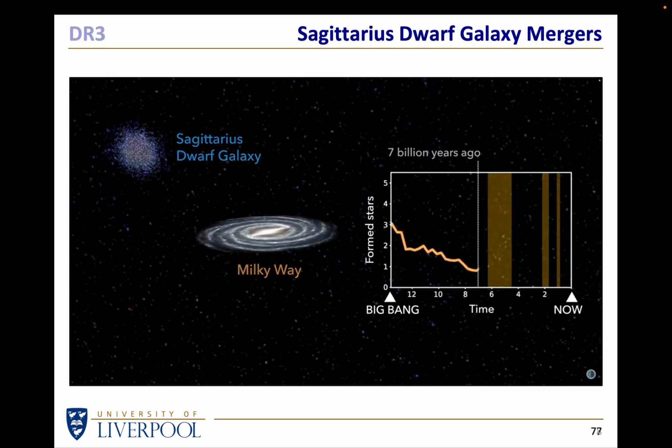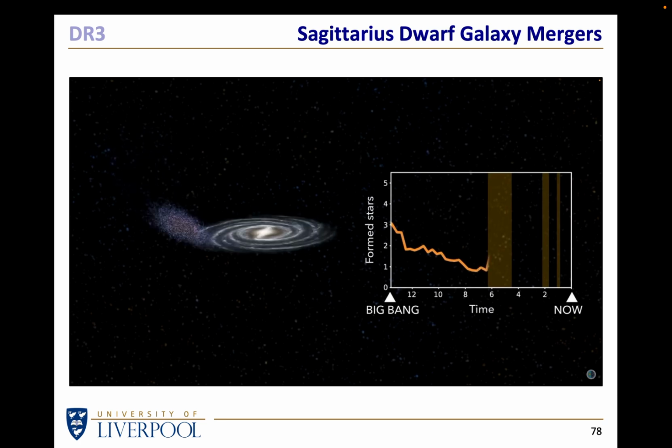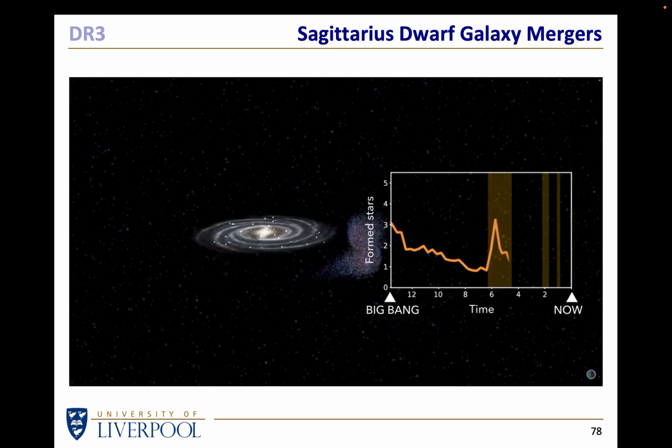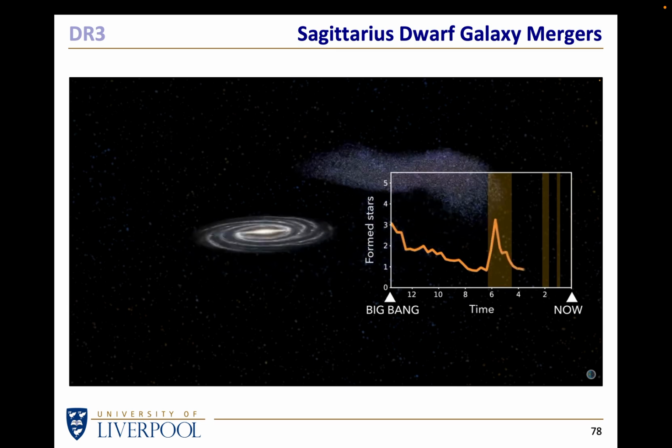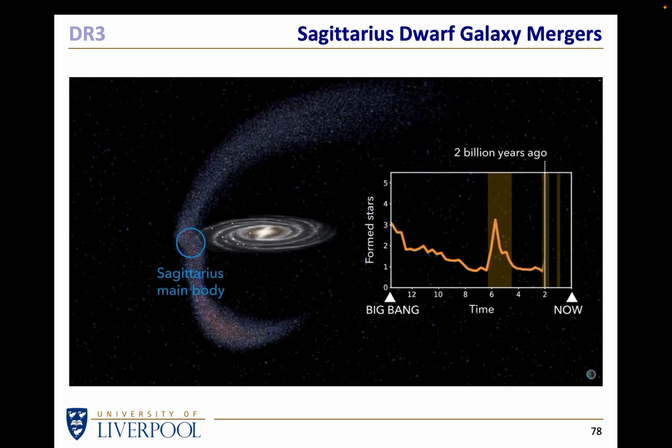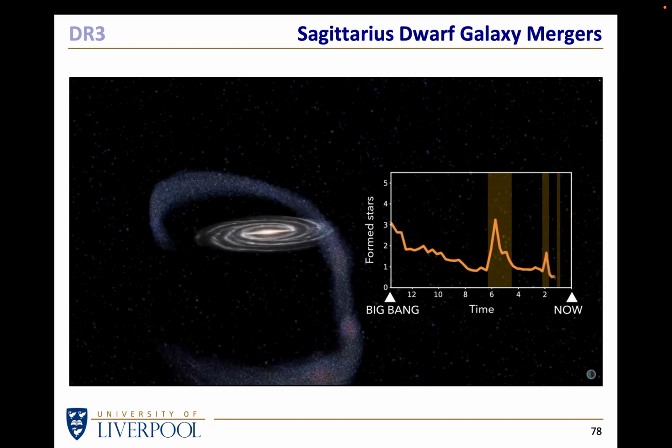In the case of the Sagittarius dwarf galaxy, we have evidence that the dwarf galaxy clipped the Milky Way some 6 billion years ago, didn't completely disintegrate, came back and clipped us again 2 billion years ago, and then continued on its way and clipped us a third time 1 billion years ago.